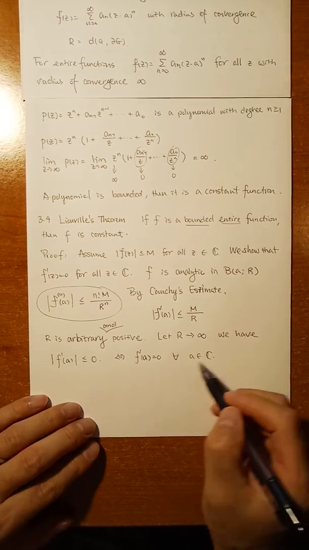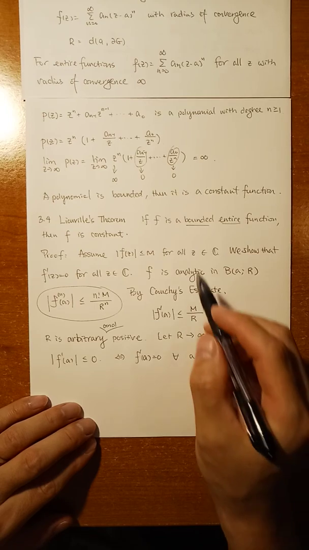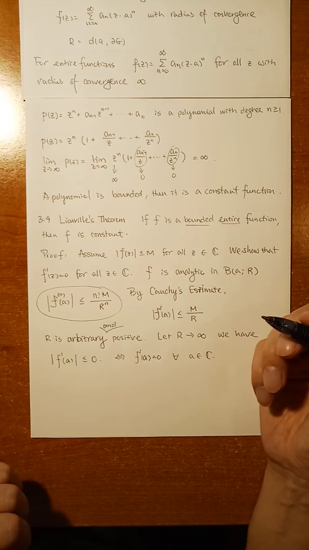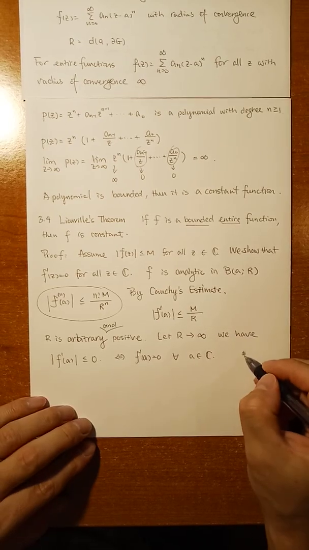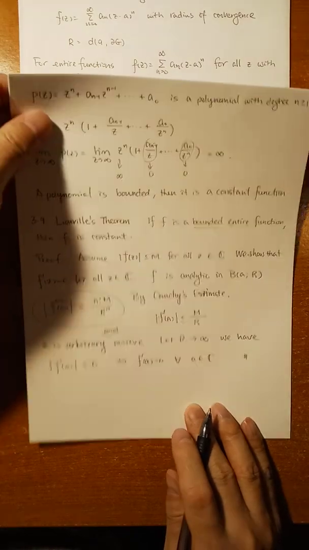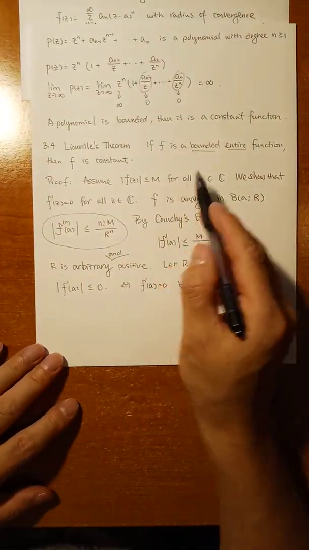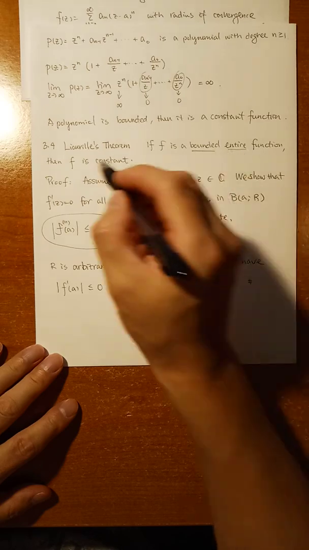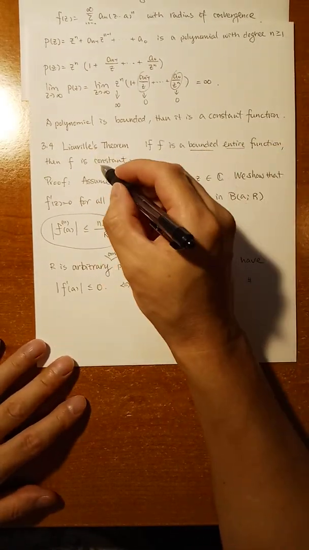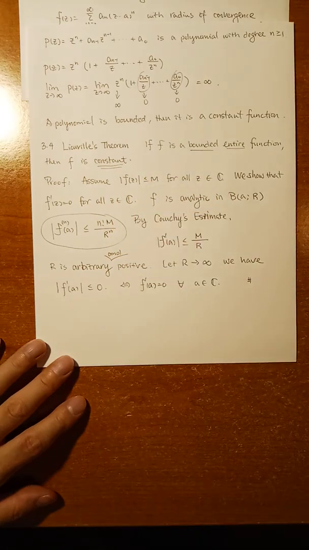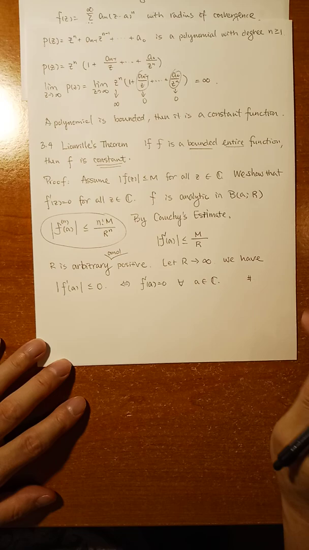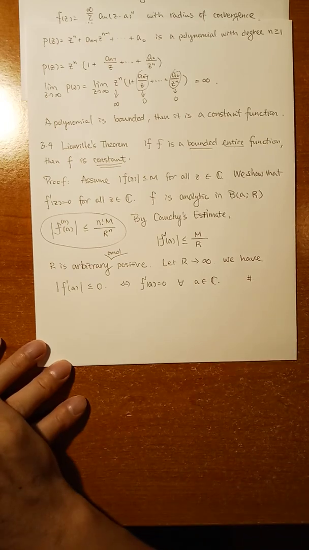Okay, f prime of a is 0 for all a in C, so f prime of z is 0 for all z in C, so f is a constant. So we are done. This is Liouville's theorem. Liouville's theorem says a bounded entire function must be a constant function. Bounded entire implies constant.